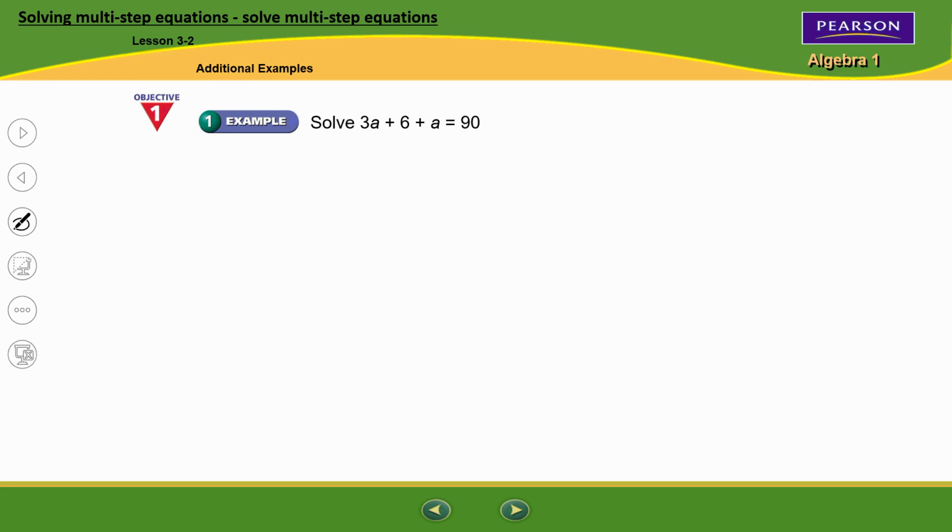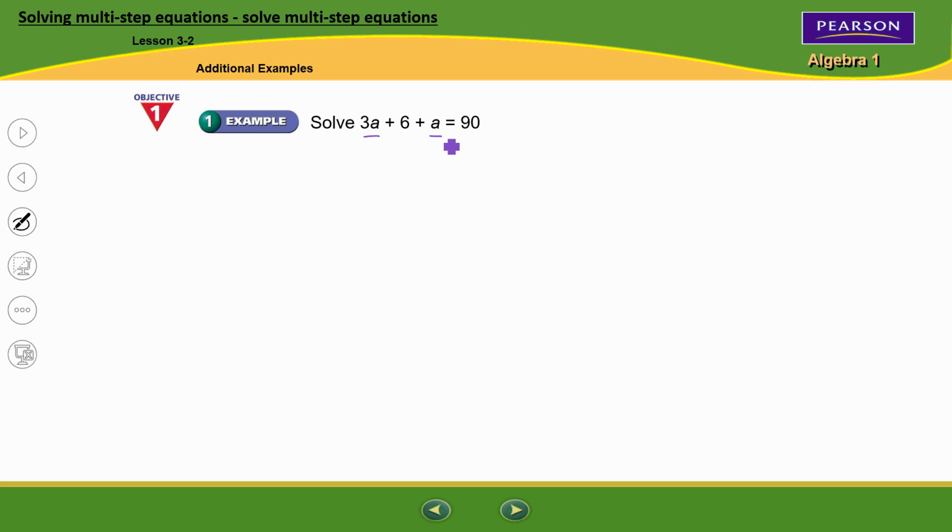And our first example is solve 3a plus 6 plus a equals 90. So, I'm going to take a little look here. Looks a little different than last section. We got a little bit more going on. First thing I notice is two different terms on the left side have the variable a. So, when I see this, my first thought is, well, I need to find out what a equals, so I got to get these together.